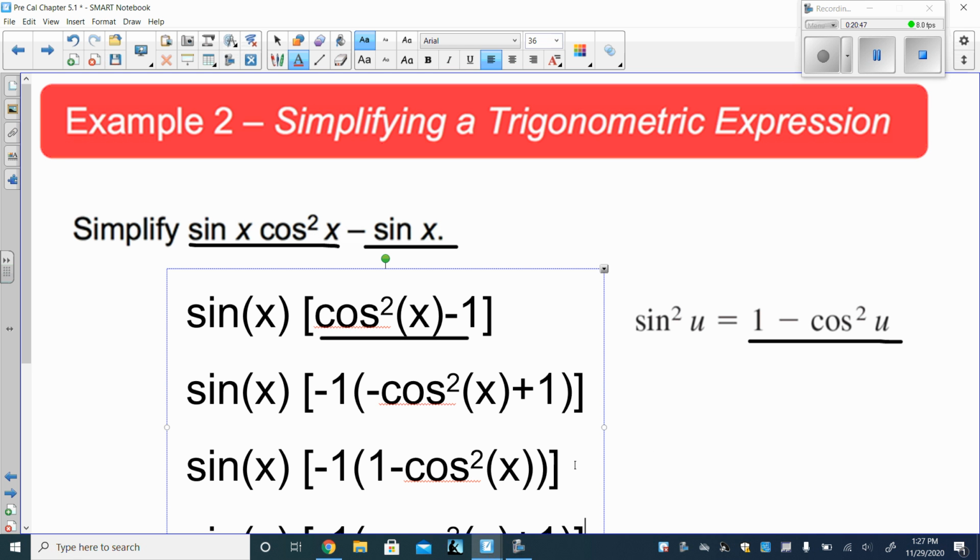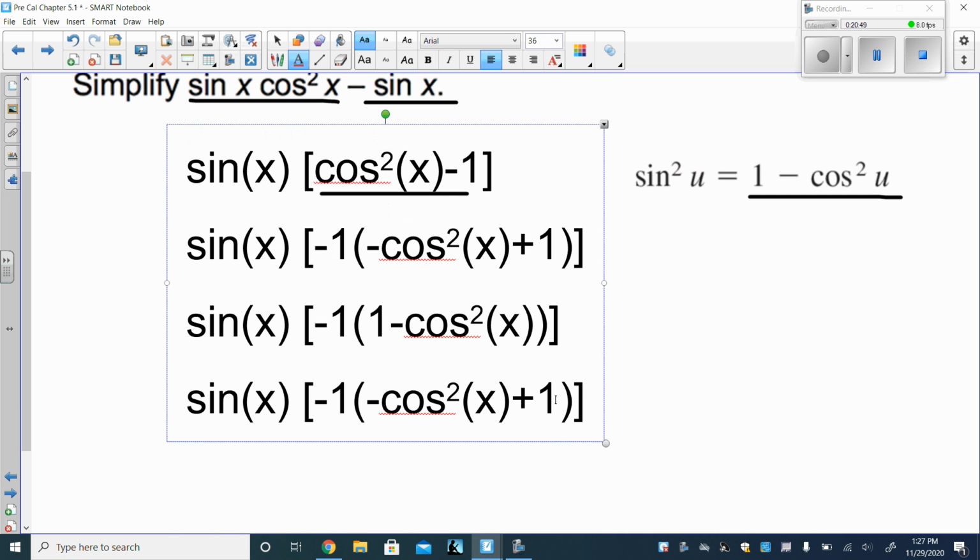Which means that I can replace the 1 minus cosine squared of x with sine squared of x. And it's going to be negative because we're going to multiply it by that negative 1. So what I did was I replaced 1 minus cosine squared of x with sine squared of x, because sine squared is equal to 1 minus cosine squared, so I can replace it. And we have it negative because of the negative 1 out front.